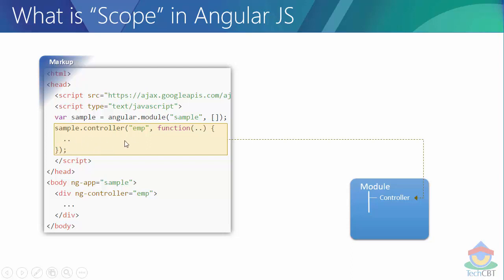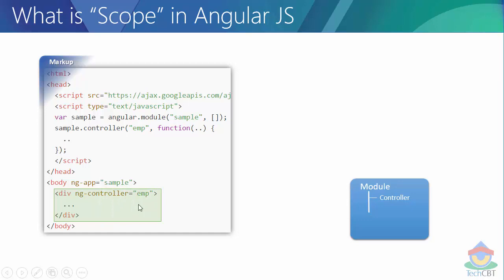So as part of this statement, you are creating the definition of the controller, but not the instance of the controller. That definition will be made available as part of your module, whatever you might have already created. In this case, the module sample currently has one definition of the controller called EMP, and the controller is not instantiated yet.